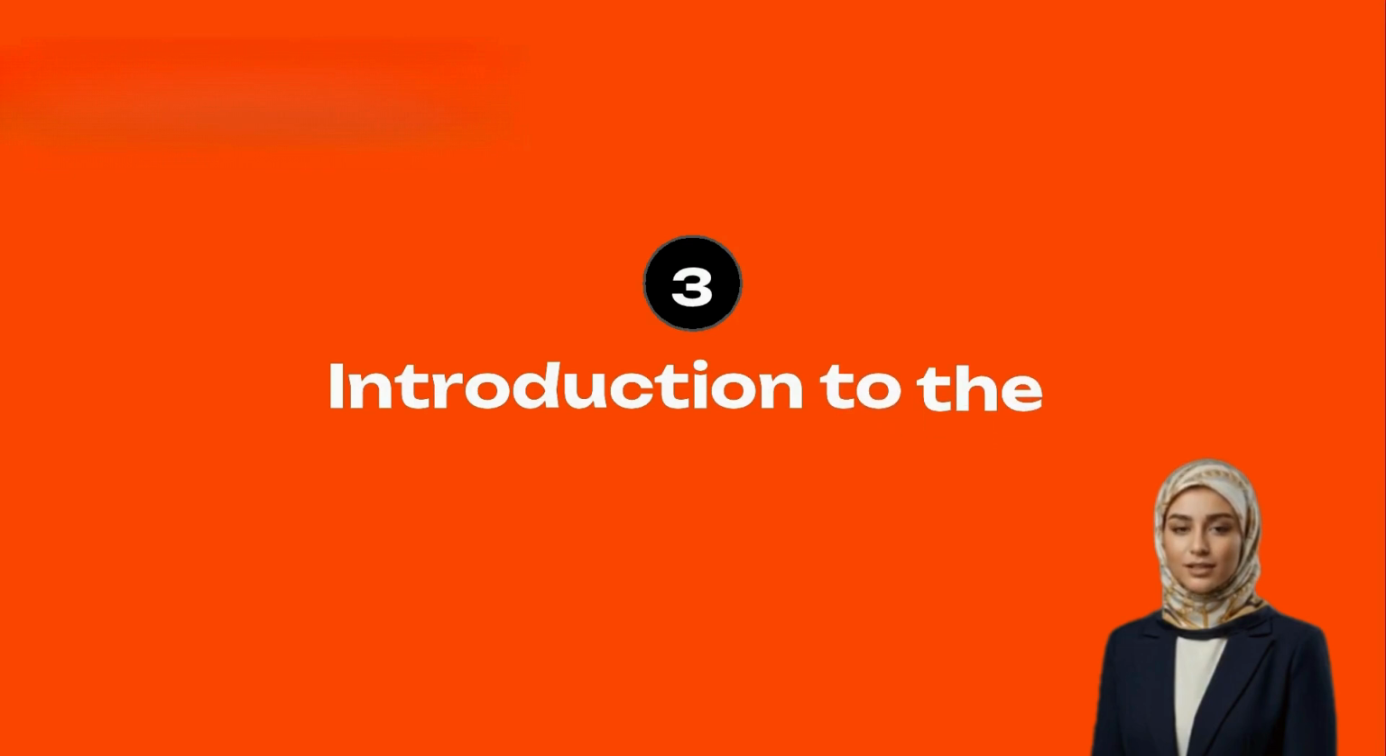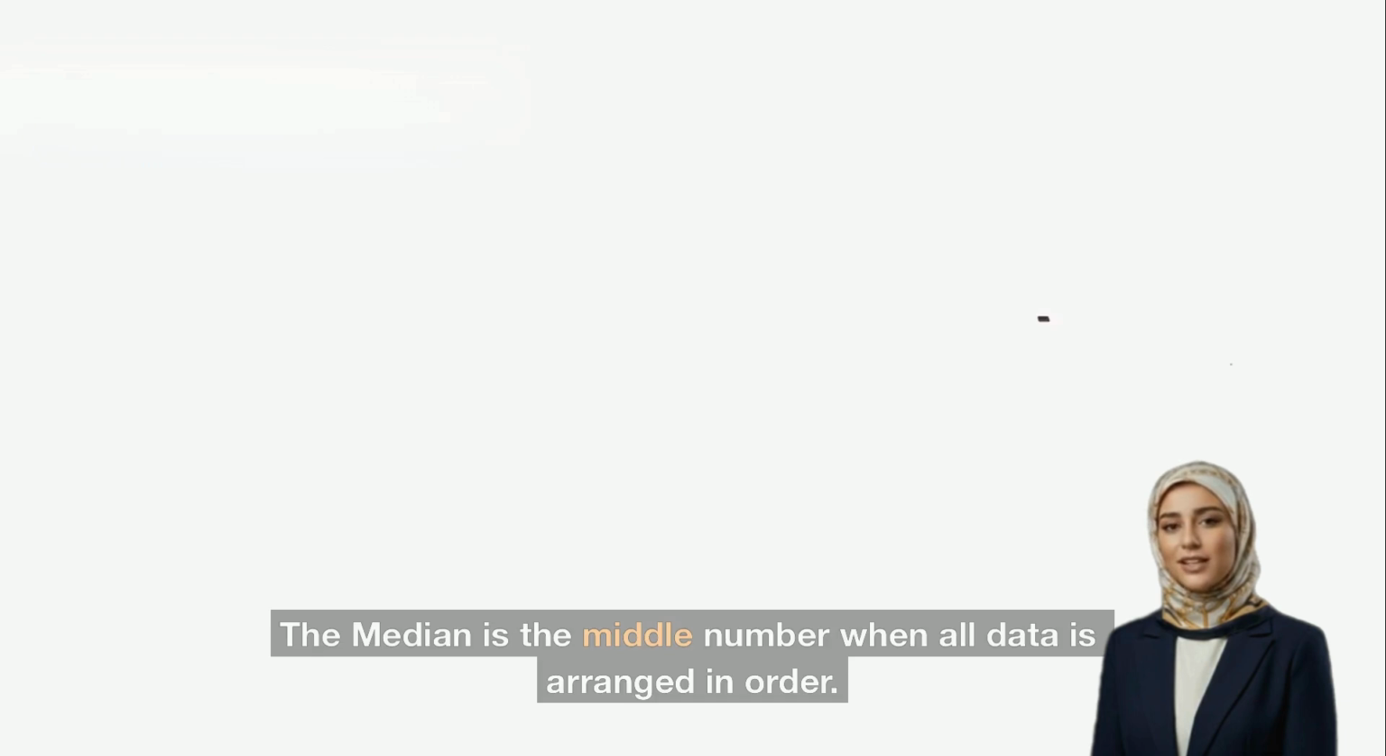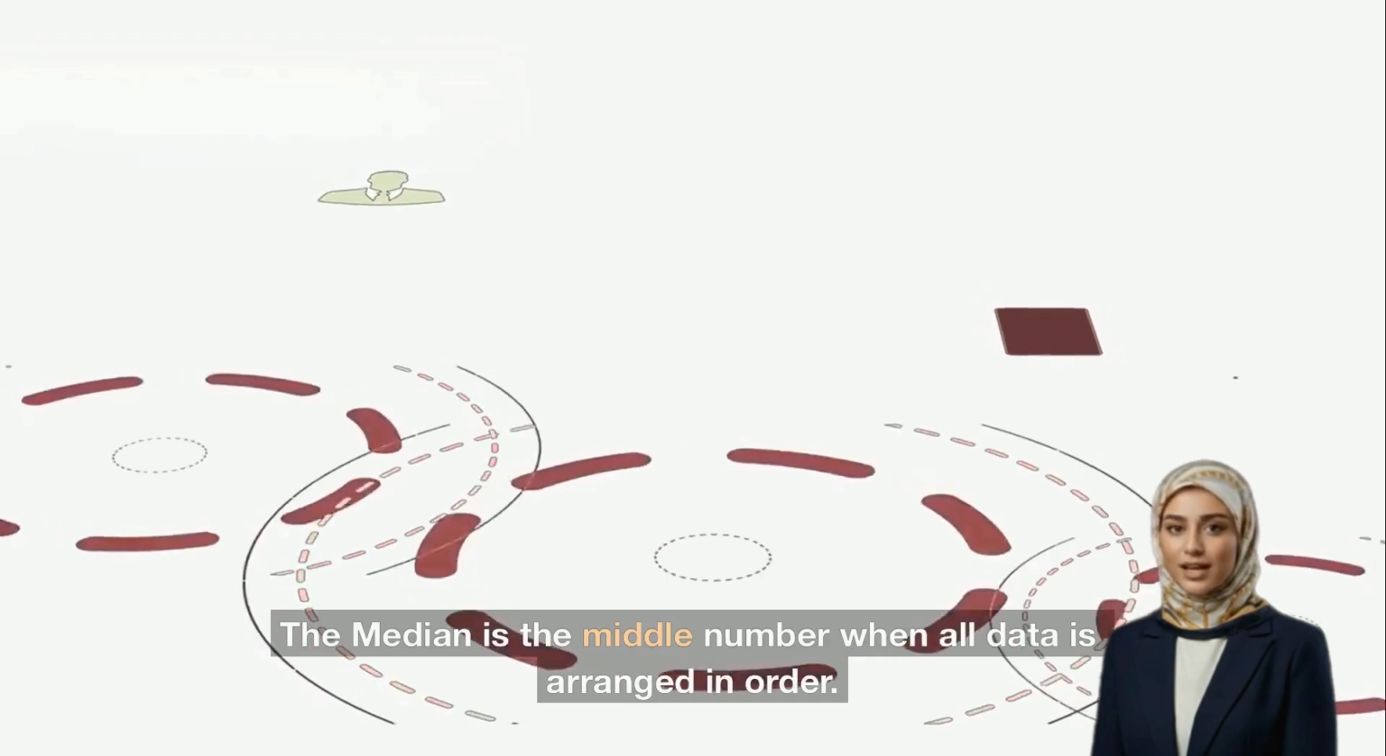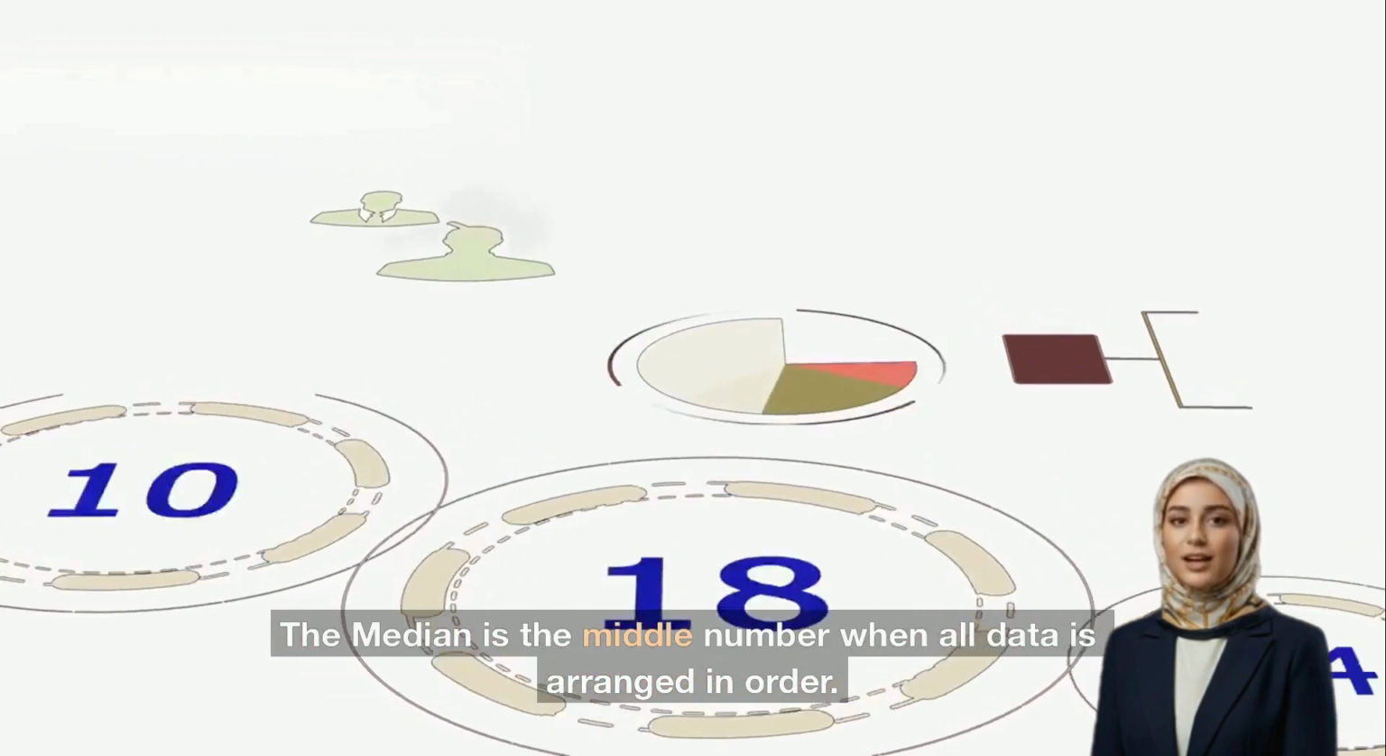Today we are learning about the median. The median is the middle number when all the numbers are arranged in order. So the first thing you're going to do is put all the numbers in order and then find the number that is located in the middle.